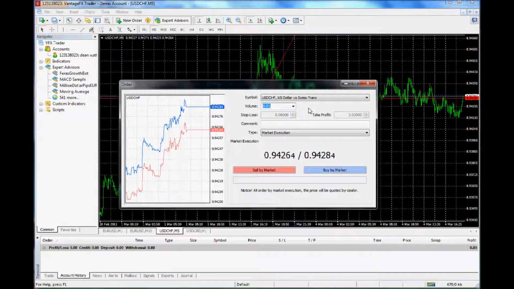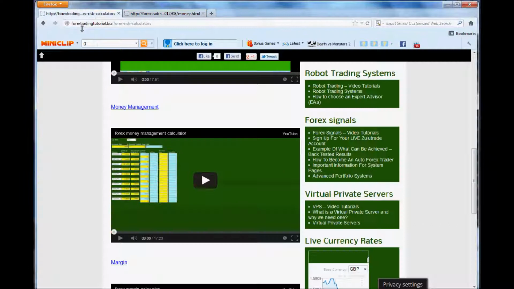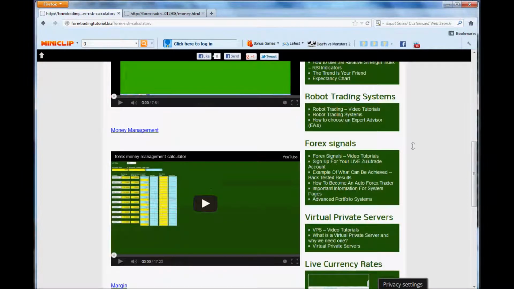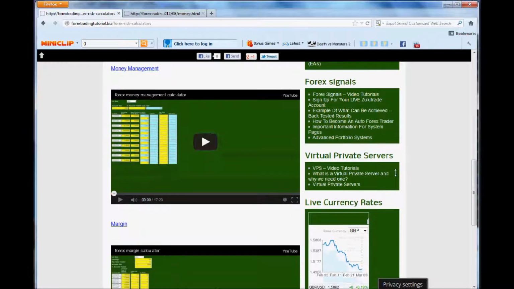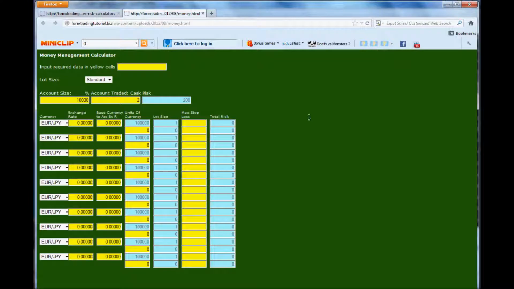What we need to know is what lot size is actually going to be reasonable for our trading account without us over trading, increasing our real leverage and then blowing our trading account. Well, I've created some money management calculators. If you click on any of the Forex trading tutorial pages, there will be a Forex risk calculator page. All you need to do is click on money management and you'll get this page up here.